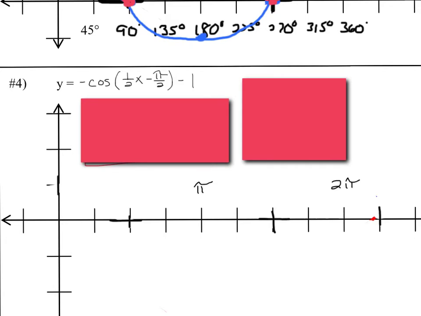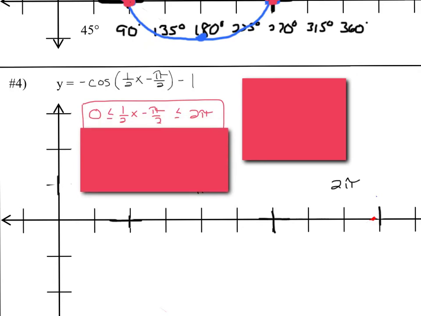Number 4, we got y equals negative cosine of 1/2 of x minus pi over 2, minus 1. This is in radians, so for some people that makes this harder. One period for cosine in radians goes from 0 to 2 pi. Put the angle in the middle. Since I got these fractions in the middle, they both have the same denominator, I'm going to multiply each term by 2.